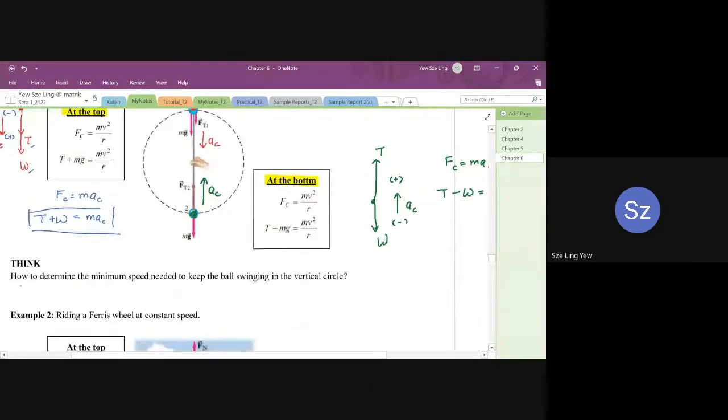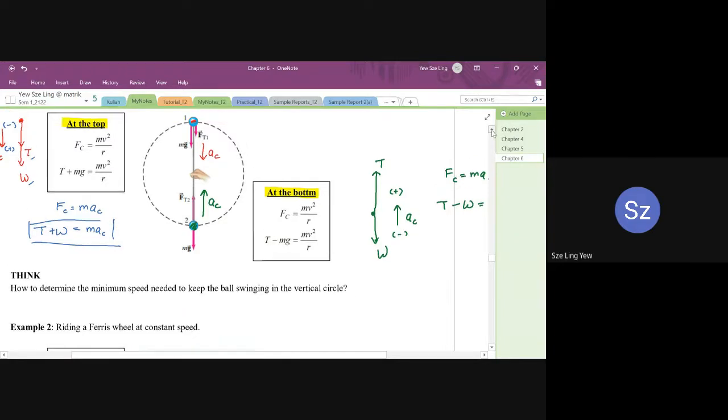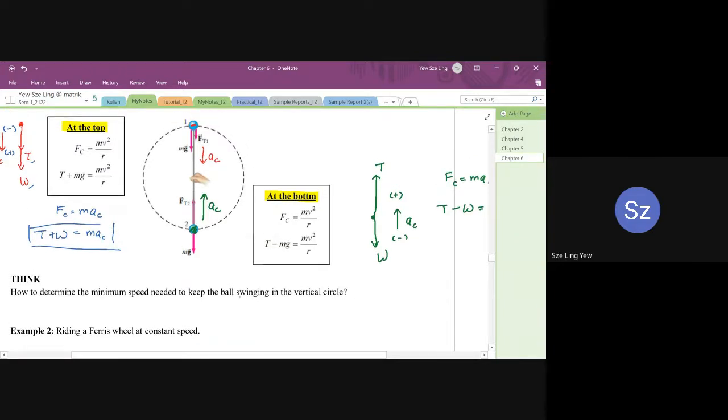Now think about how to determine the minimum speed needed to keep the ball swinging in the vertical circle. So what do we need to know? What is the speed needed to keep the object moving in the vertical circle? What happens here is, if the object is moving in a vertical circular motion, this string will experience tension.